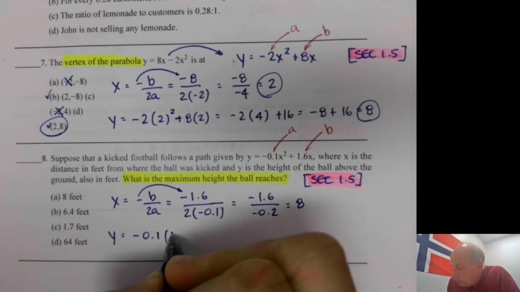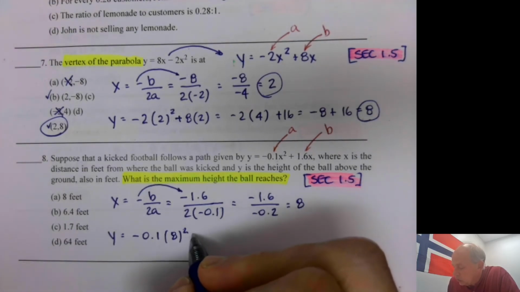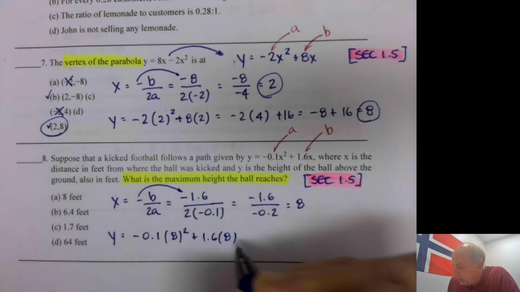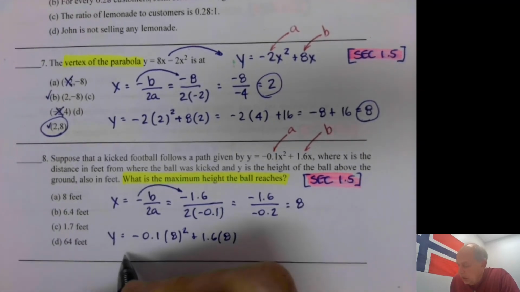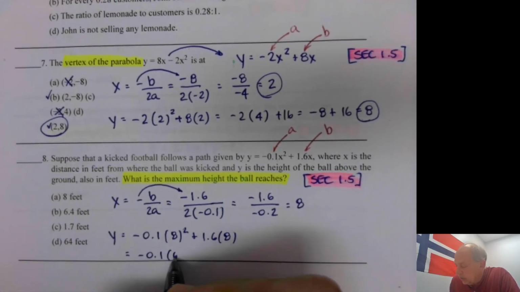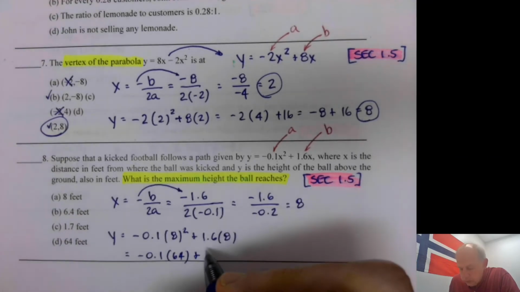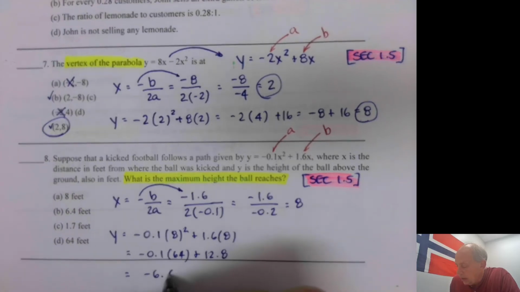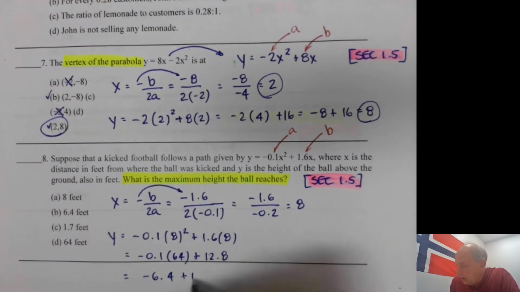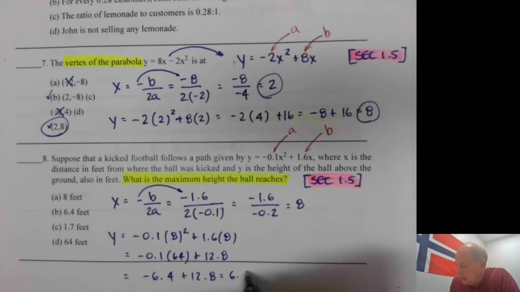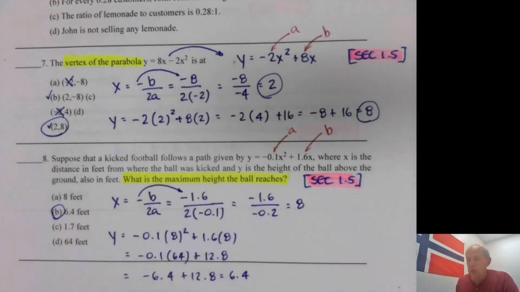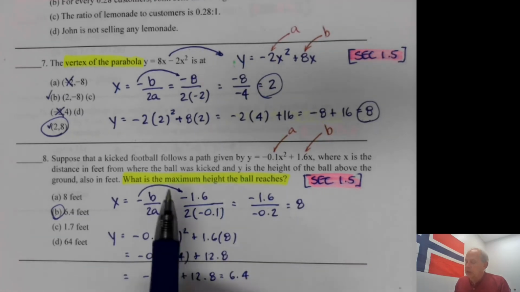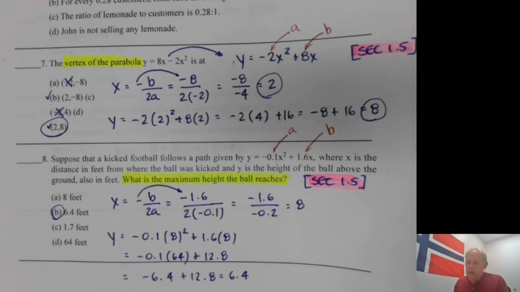I have negative 0.1 times 8 squared plus 1.6 times 8. So what I have is negative 0.1 times 64 plus 12.8, or negative 6.4 plus 12.8 would be positive 6.4. My answer B. There's how you do number 8 from start to finish. Projectile motion, maximum height is Y coordinate.